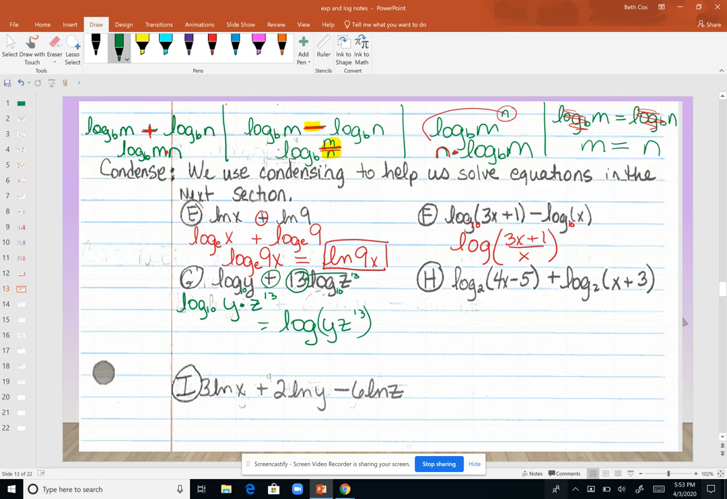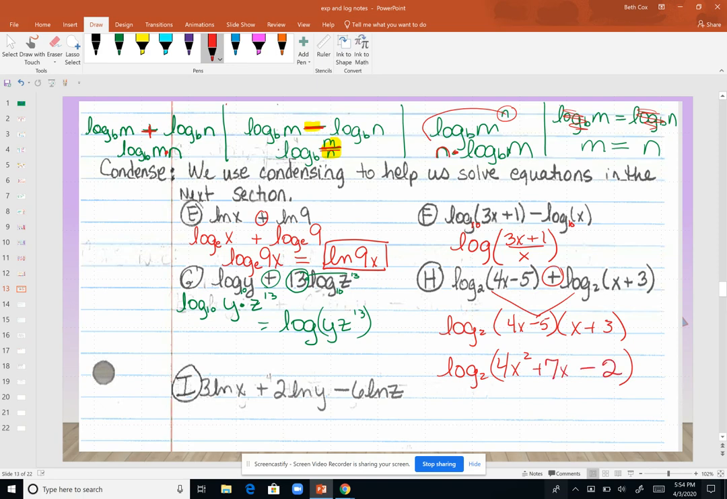All right, let's look at this next one. I've got an add. Add means I can put these two together using multiply. I gave myself enough room here. I can actually multiply those two things together. Well, should I actually FOIL that? Yes, let's go ahead and FOIL that. 4x squared plus 12x minus 5x plus 7x minus 2. And that's all we can do, but we have condensed it. We took an expression with 2 logs and condensed it to an expression with 1 log.